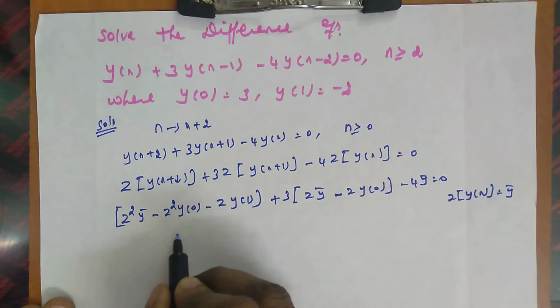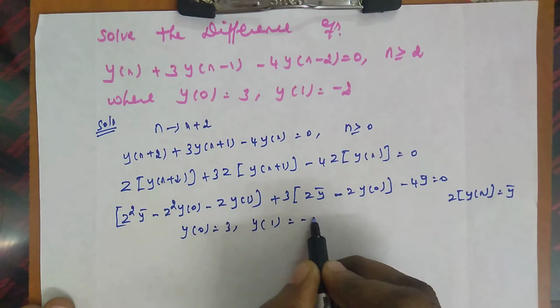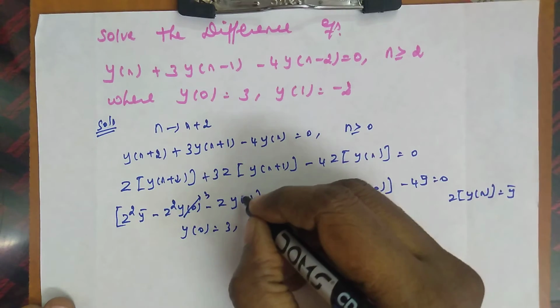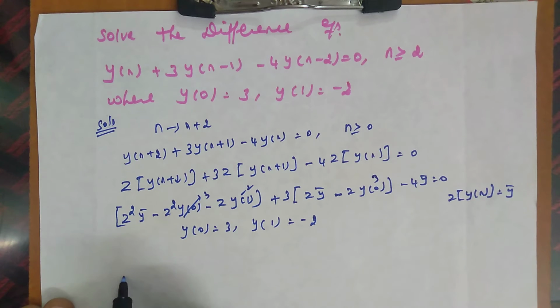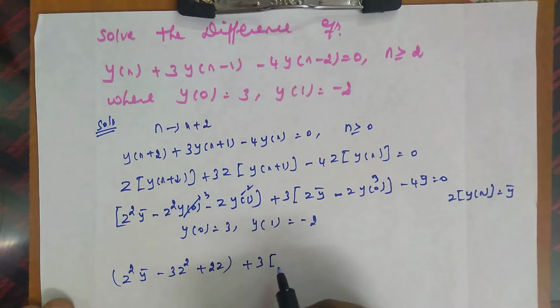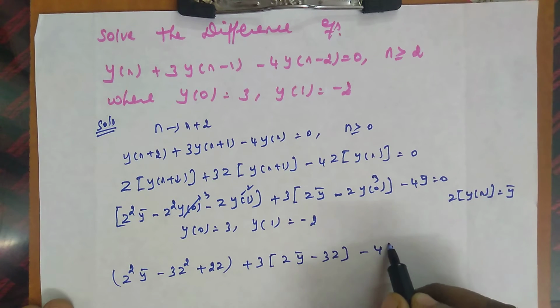Now what is given in the question? y of 0 equals 3, y of 1 equals minus 2. So substitute y of 0 as 3, y of 1 as minus 2, and here also it is 3. So what will happen? z square y bar minus 3z square minus into minus plus 2z plus 3 into z y bar minus 3z minus 4 y bar equals 0.